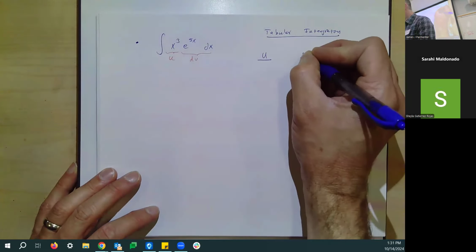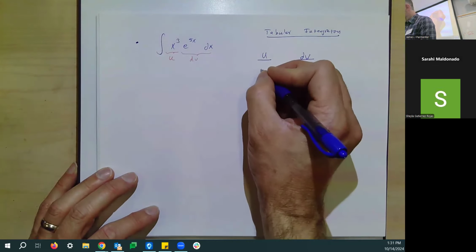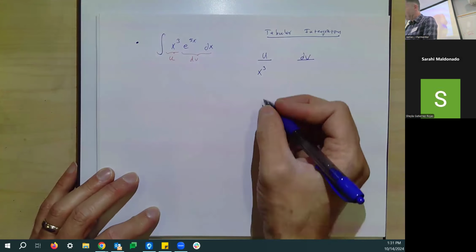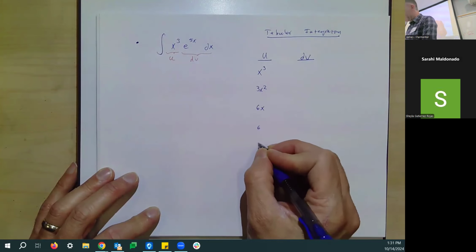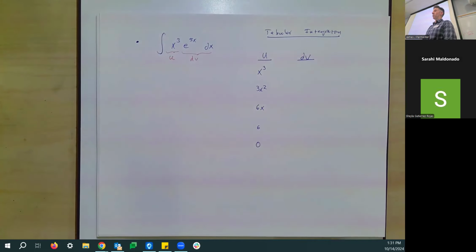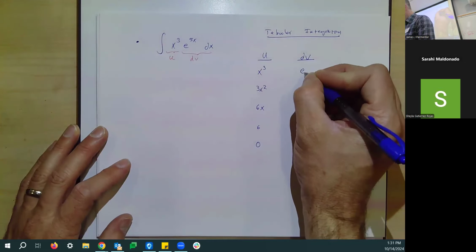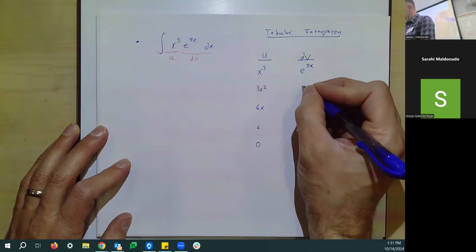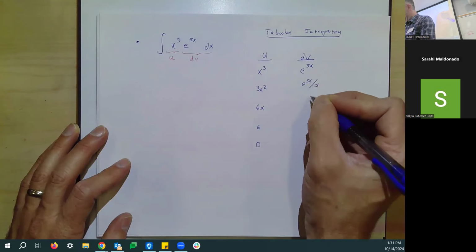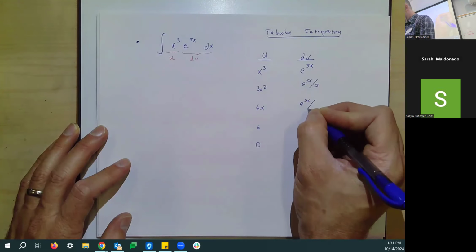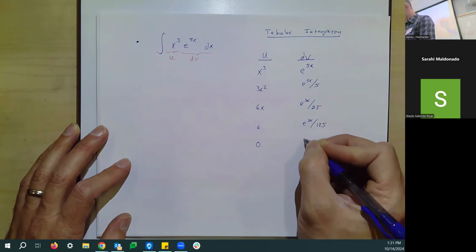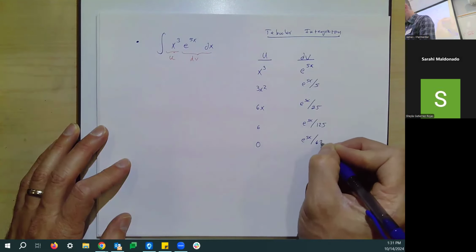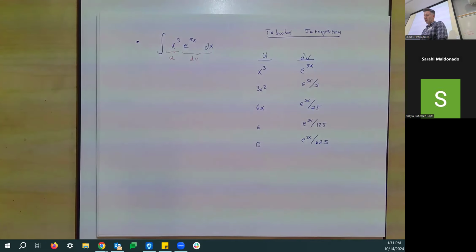So we're going to make columns. We're going to start off with u here, and then we're going to take every derivative until we get to 0. So 3x squared, 6x, 6, and yes, we should write 0 because that tells us how many rows we're going to need for the other column. So our dv was e to the 5x. The antiderivative is e to the 5x divided by 5. The antiderivative of that is e to the 5x divided by 25. The antiderivative of that is e to the 5x divided by 5 cubed. The antiderivative of that is e to the 5x divided by 5 to the 4th. Yes, we need all of them.